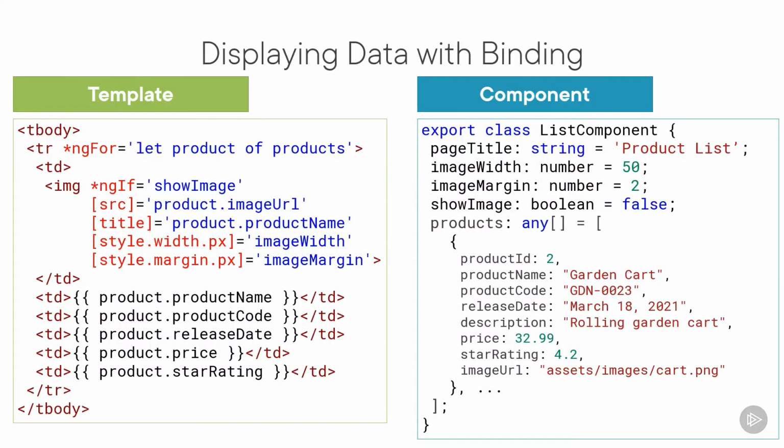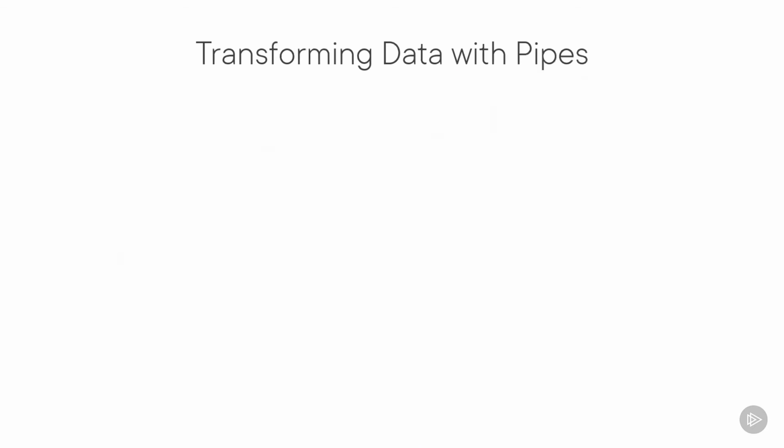With Angular's data binding, displaying data is easy. Just bind an element property to a class property and we're done. Well, not always. Sometimes the data is not in a format appropriate for display. That's where pipes come in handy.